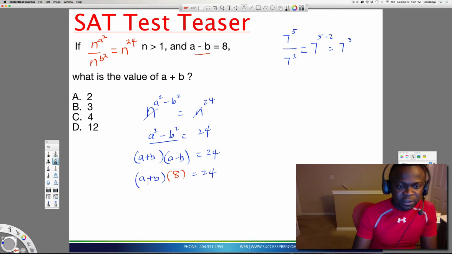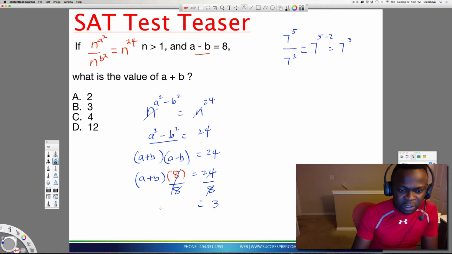Well, the question asks us for what a plus b is. So to find a plus b, I need to get rid of this 8, so I divide by 8 on both sides. This 8 goes away. Obviously, 24 divided by 8 is 3. So a plus b is 3. So the answer to this question is B, 3.